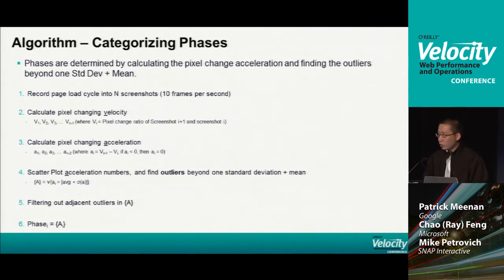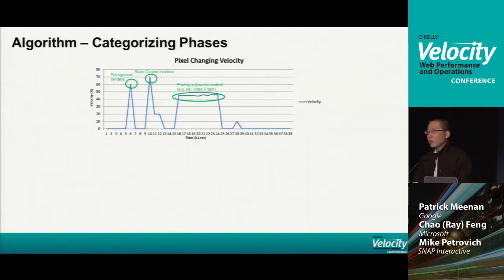Let's give a more human understandable explanation. Imagine we record the whole page load cycle, which is like 10 seconds, at 10 frames per second. So basically you get 100 screenshots. Then you compare each screenshot one by one with the next, and you will get an array of 99 elements. Each element will be the pixel changing percentage, which I call pixel changing velocity. So I plot it onto the graph and see something like this.